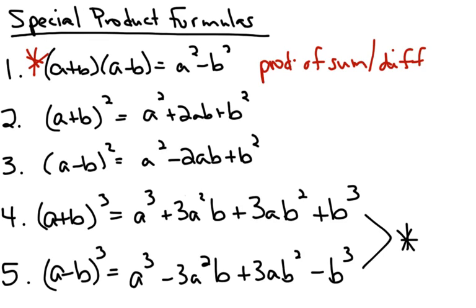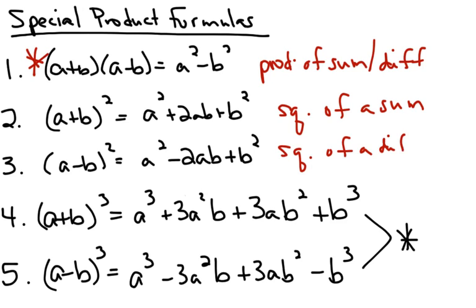Number 2 is called the square of a sum. When you have a binomial that's being added and you square it, it's always a squared plus 2ab plus b squared. The third one is called the square of a difference. The fourth one is called the cube of a sum, and the fifth one's called the cube of a difference. And there's a reason I put a star here.